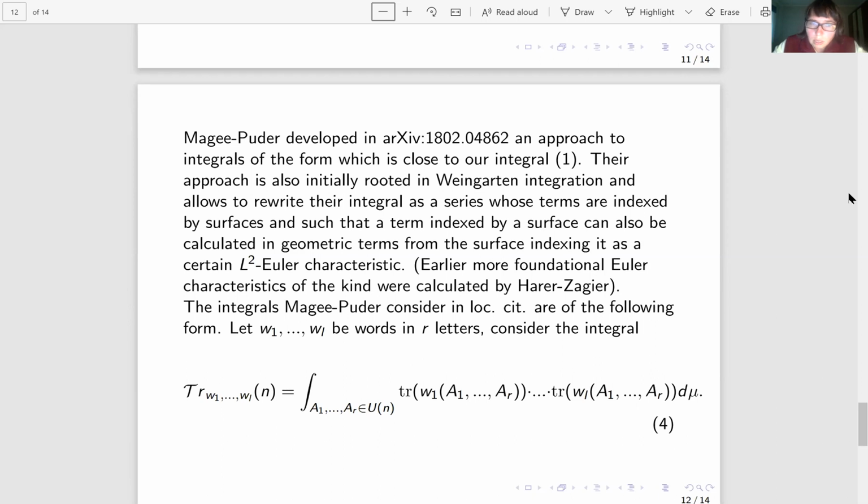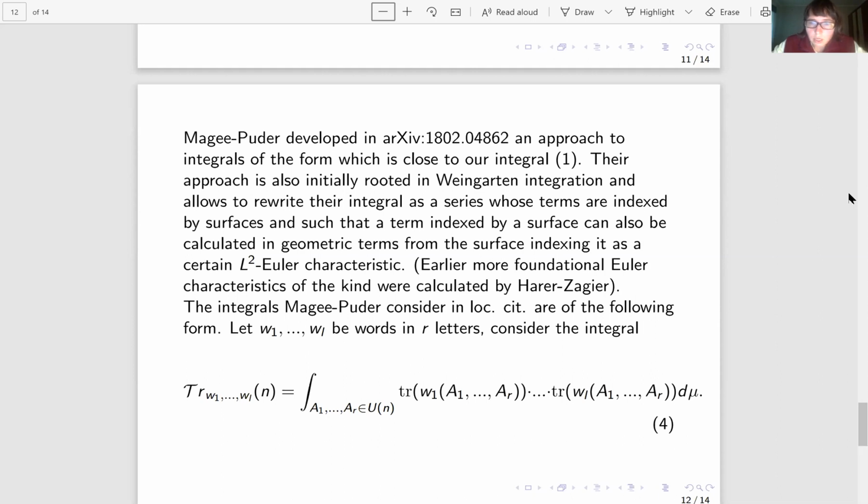Okay, so the paper that we were reading is arXiv 1802.04862. This is paper number 1 in the series. There is paper number 1 and paper number 2, so this is the first paper in the series. They developed an approach to integrals which are close to our integral, which I will write. At the bottom of this slide, I write their integral.